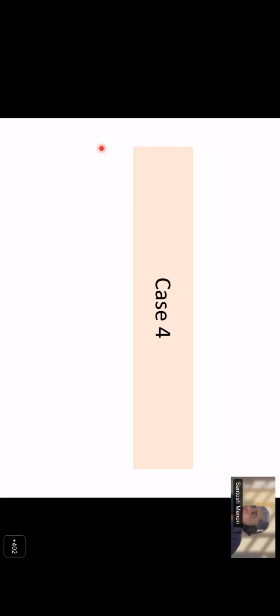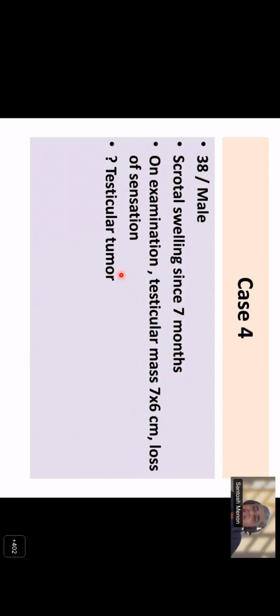So I'll quickly move on to the 4th case, and we'll wrap up here after this. This is case number 4. It's more straightforward. This is a 30-year-old male patient with scrotal swelling since 7 months. On examination, there is loss of testicular sensation, and the testicular mass is 7 by 6 centimeters. So is it a testicular tumor? Loss of sensation, young male patient.